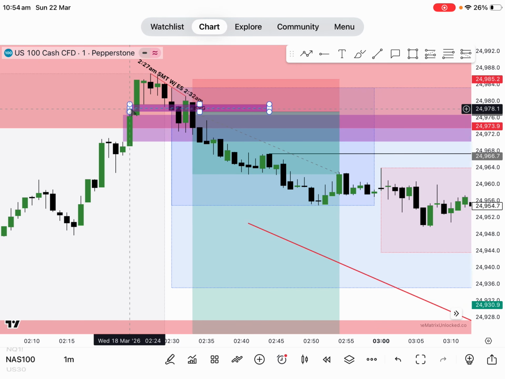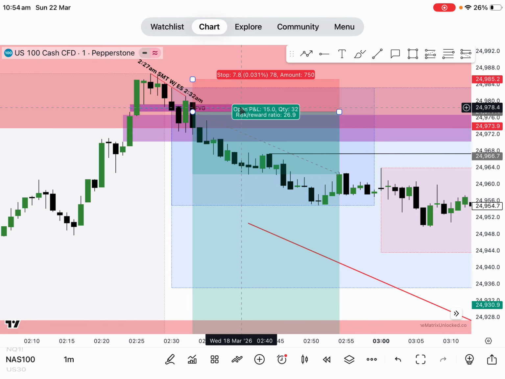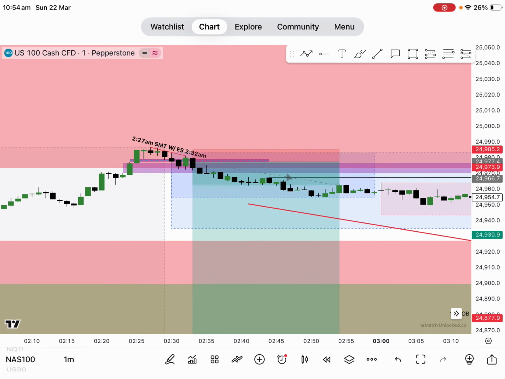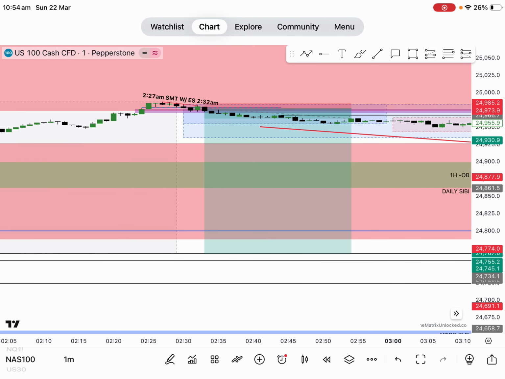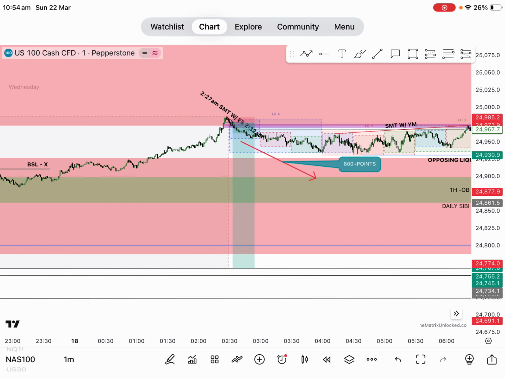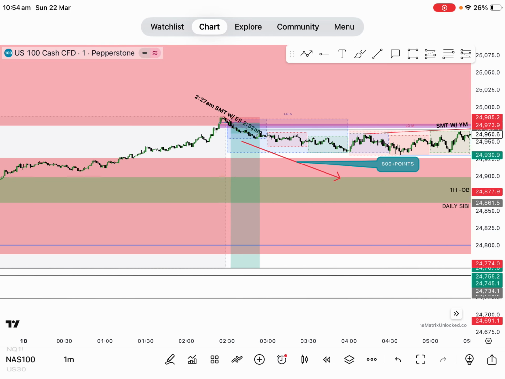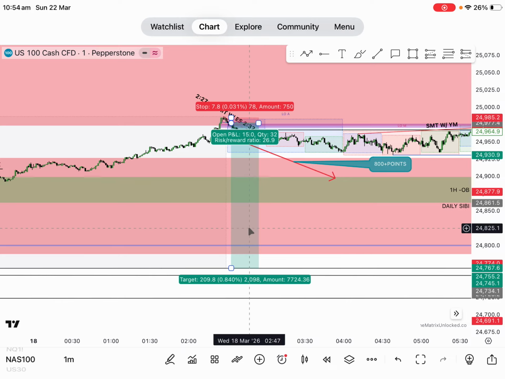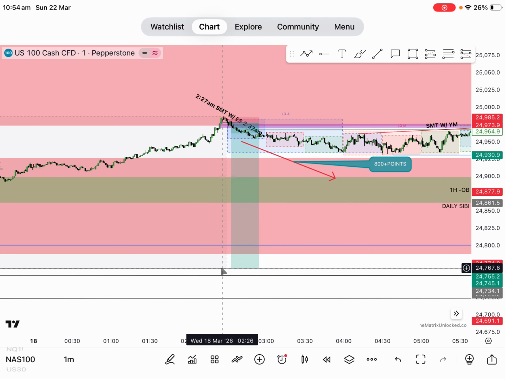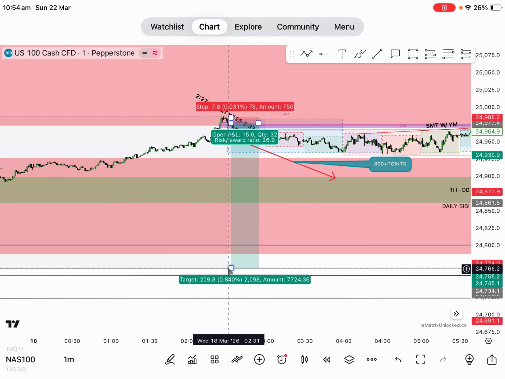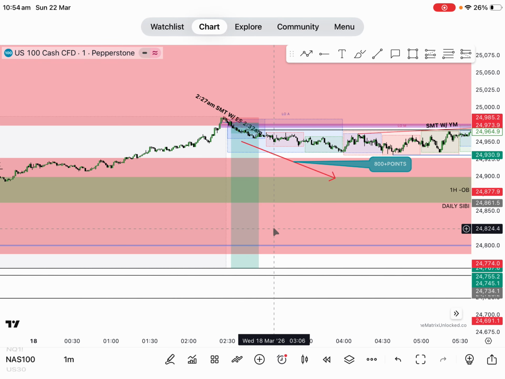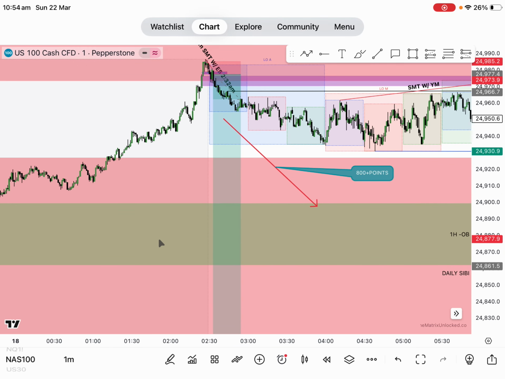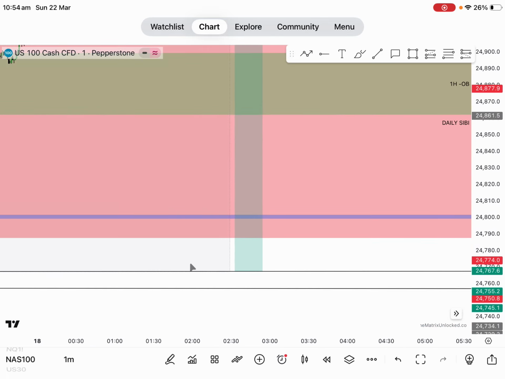First presented fair value gap in the form of IFVG. Boom. Risk to reward ratio right here is 26.9, guys. Are you kidding me? Look. And the funny thing is, it's not even the full. It's just the Asia low that I have put as opposing liquidity. You could have just targeted this as opposing liquidity, but this is the Asia low.